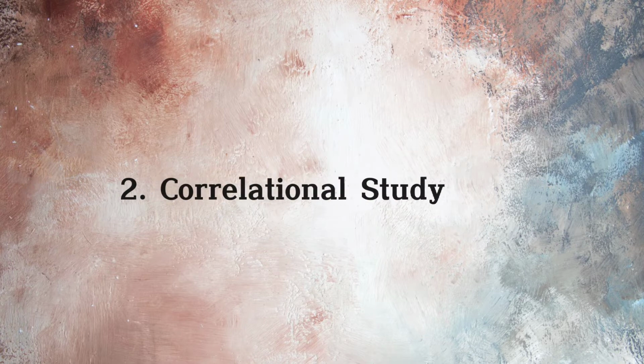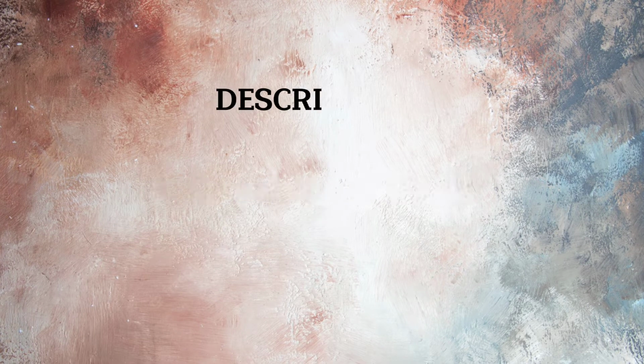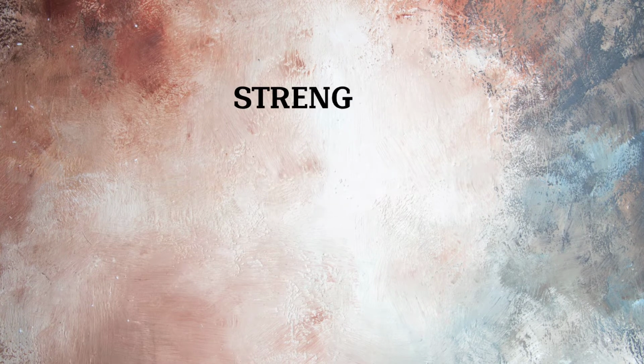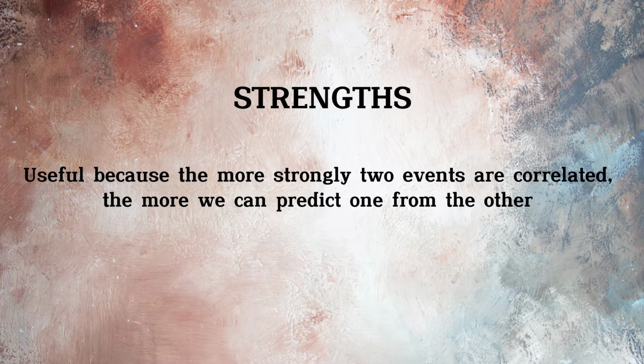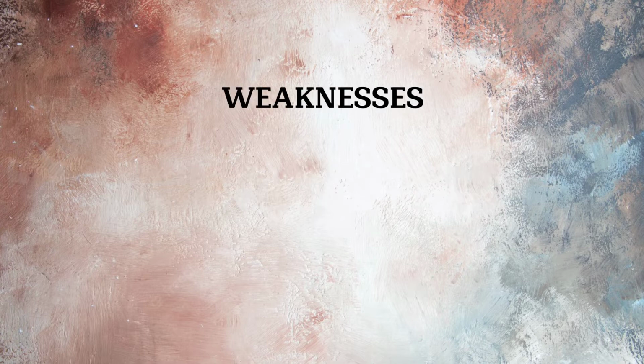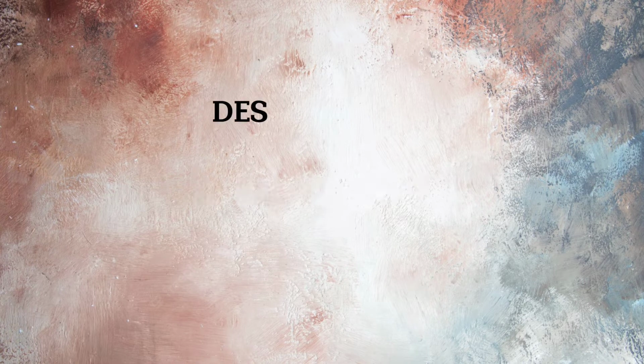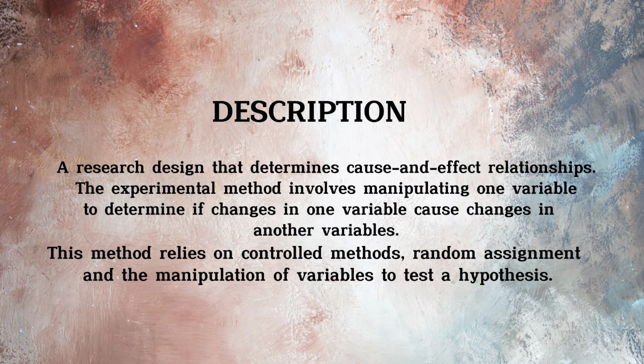Correlational study. Description. A research design that determines associations. Strengths. Useful because the more strongly two events are correlated, the more we can predict one from the other. Weaknesses. Because correlational research does not involve the manipulation of factors, it is not a dependable way to isolate cause. Experimental. Description. A research design that determines cause and effect relationships.